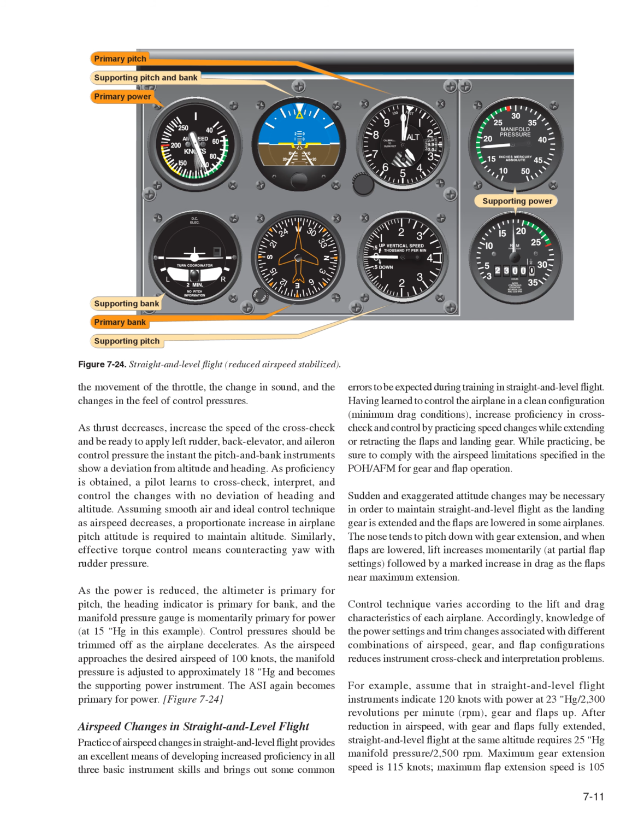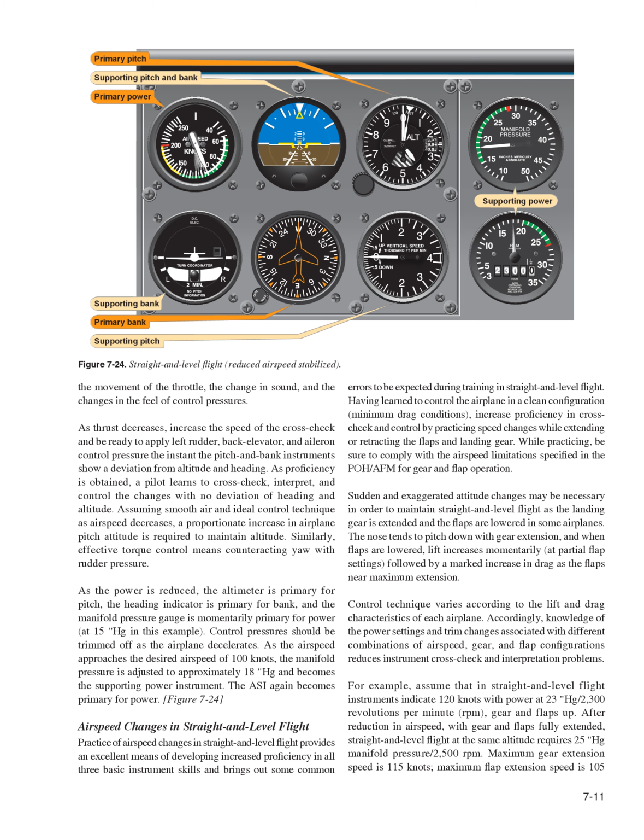As the airspeed approaches the desired airspeed of 100 knots, the manifold pressure is adjusted to approximately 18 Hg and becomes the supporting power instrument. The airspeed indicator again becomes primary for power. Figure 7-24, airspeed changes in straight and level flight. Practice of airspeed changes in straight and level flight provides an excellent means of developing increased proficiency in all three basic instrument skills and brings out some common errors to be expected during training in straight and level flight.